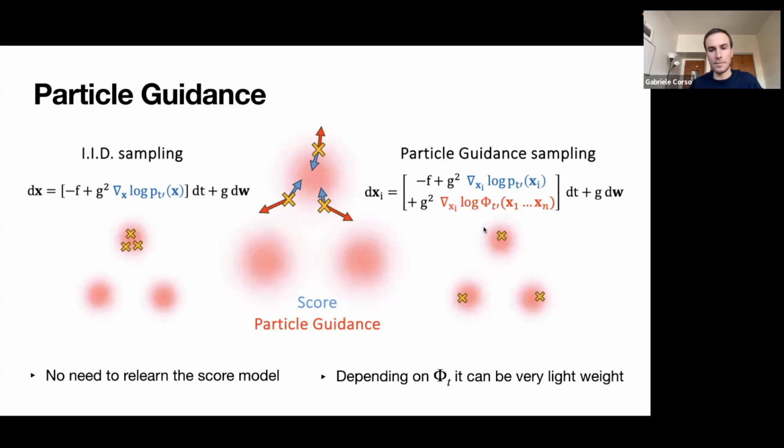Okay, so a couple of things that I want to quickly highlight is that we are still using the score model, so we don't need to relearn the score model, but we can use it as an add-on. And depending on phi t, this can be very lightweight, and we will see different ways that we can choose phi t with different properties.